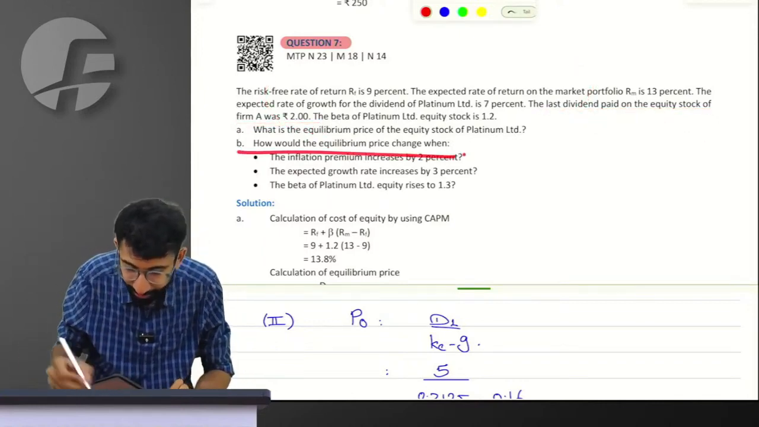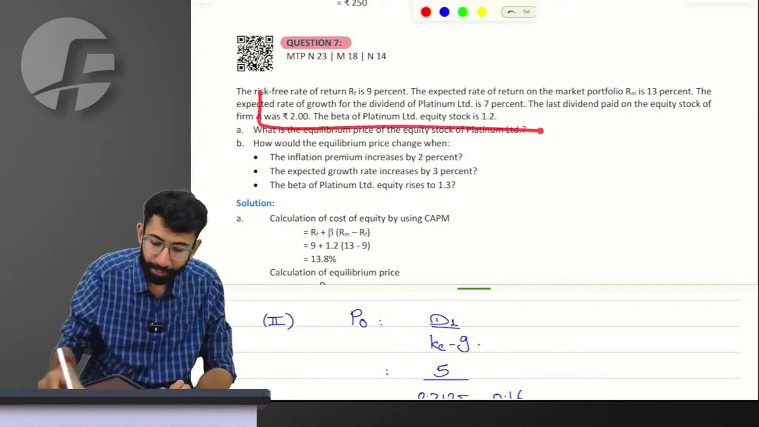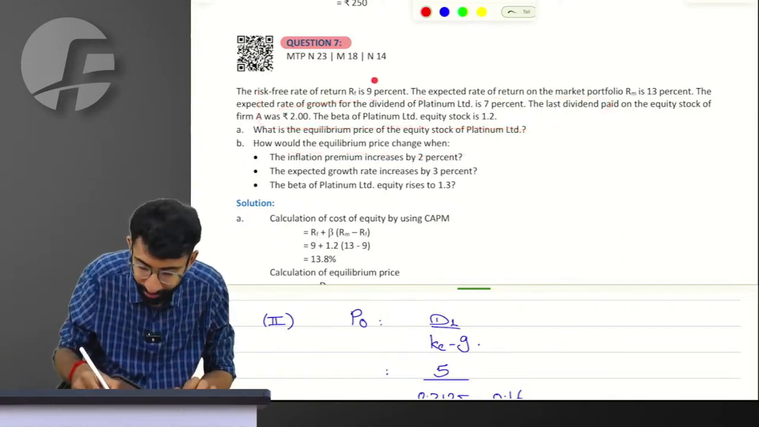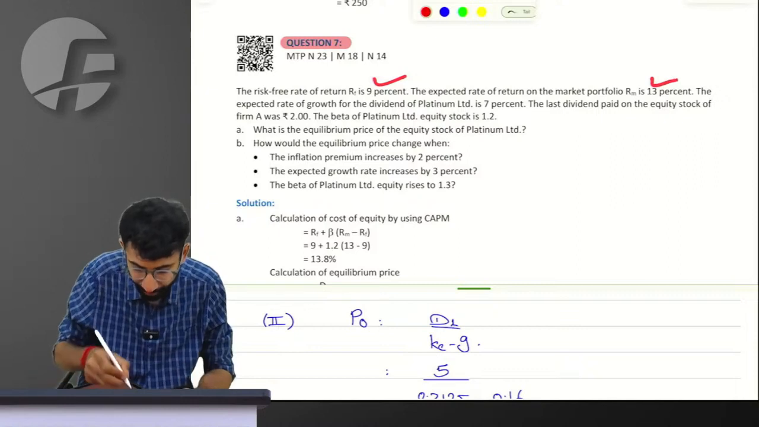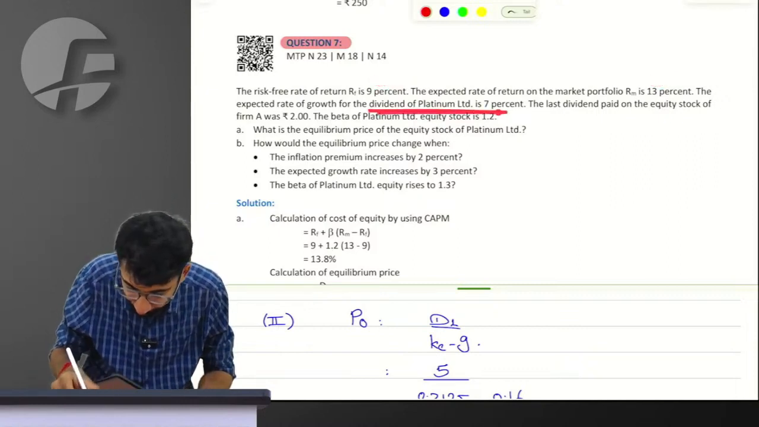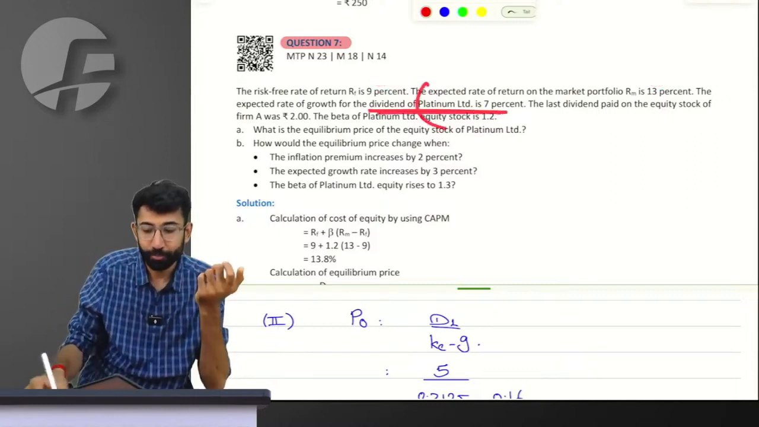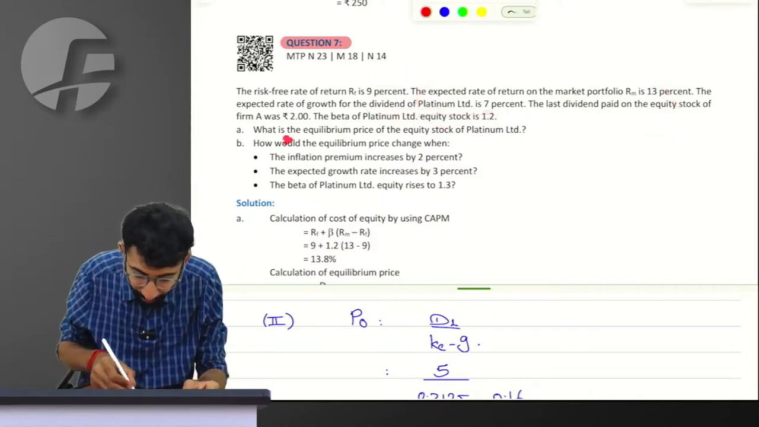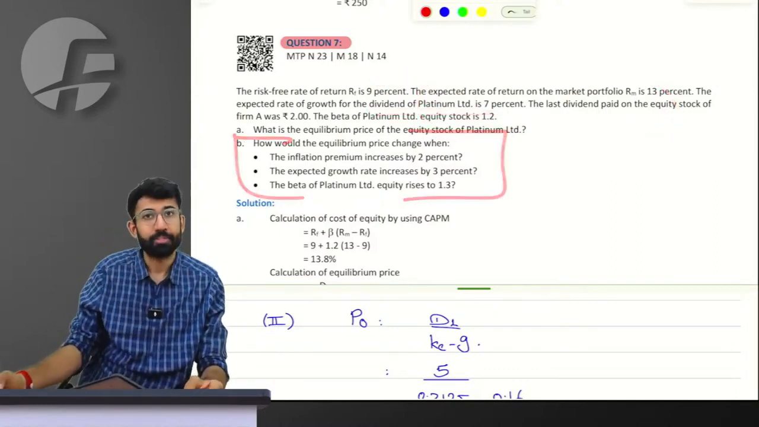Sir, the second part is again important. In the first part, they have given certain information: if this is RF, if this is RM, if growth rate is this, they have given the information. But in the second part, they are changing that information.